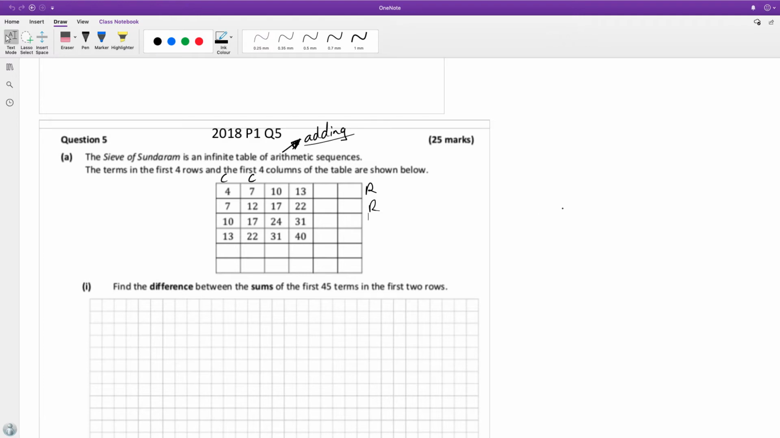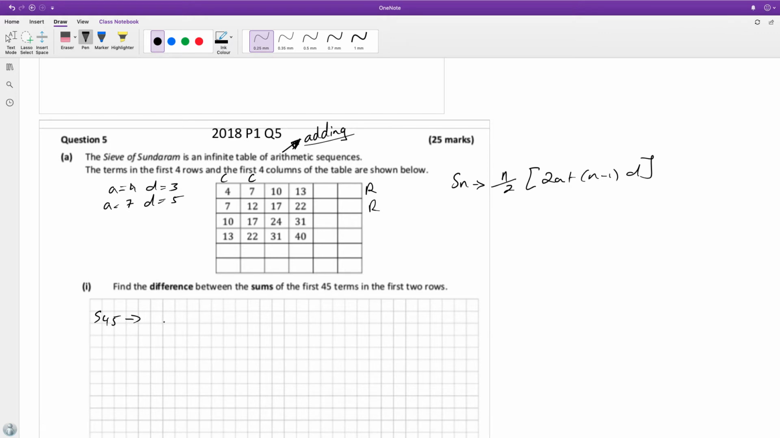Right, what is my formula for Sn when it's arithmetic? It's n over 2 times 2a plus n minus 1 times d. So the sum to 45 in the first row. Right, first row. What is the first term? A is 4 and D is 3. In the second row, the first term is 7 and D is 5.